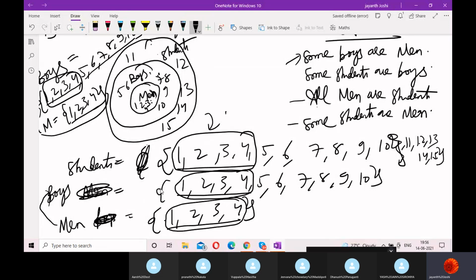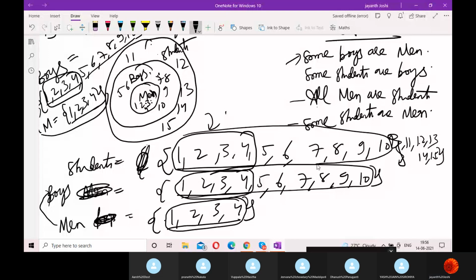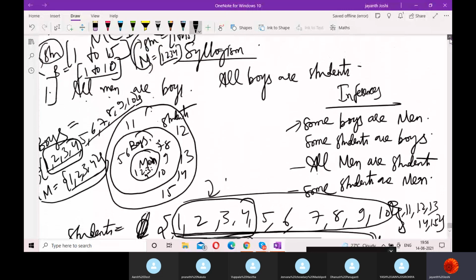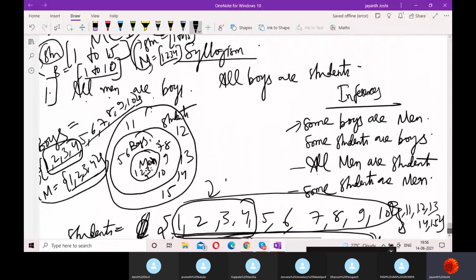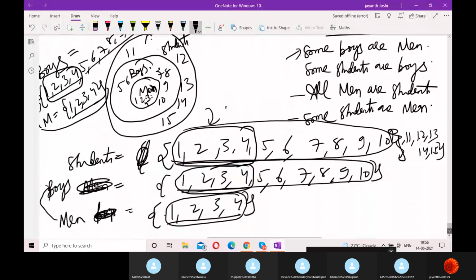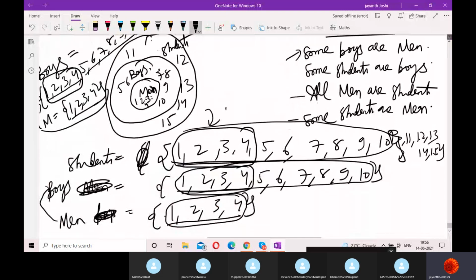3 points. If 1, 2, 3, 4, 5, 6, 7, 8, 9, 10, all these boys are present in this, and all boys are students, which is given to you in the question itself, some students are boys, correct? Yes, that is also proved. So all of you make a note of this. I am going for question number 2.